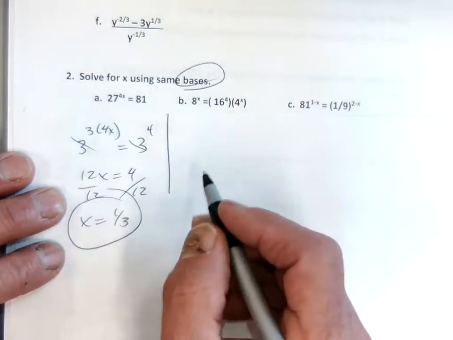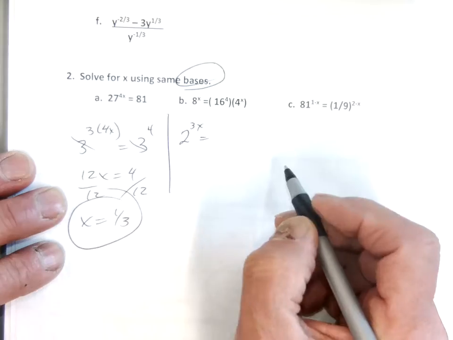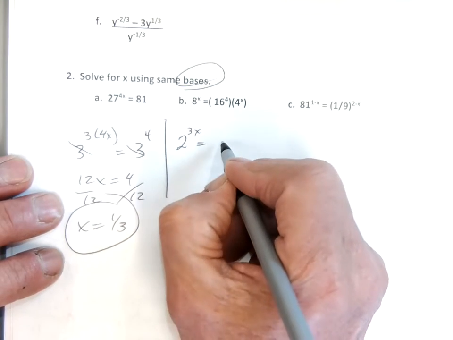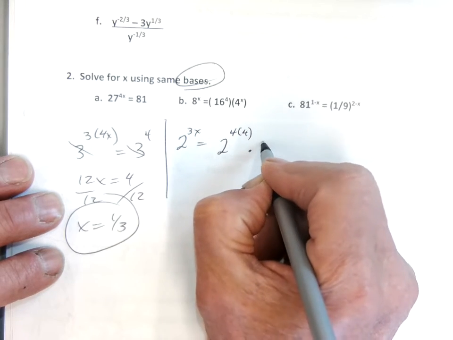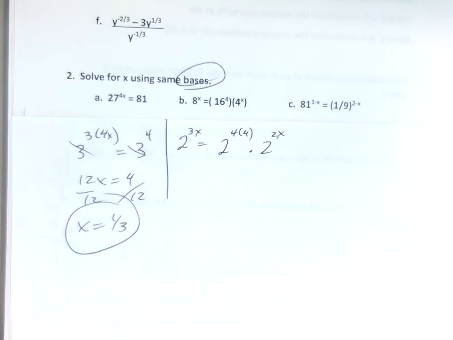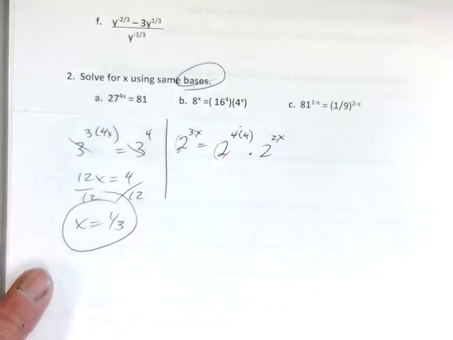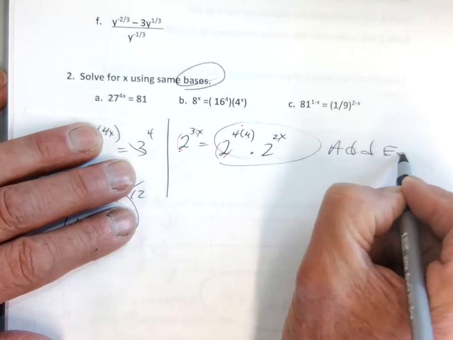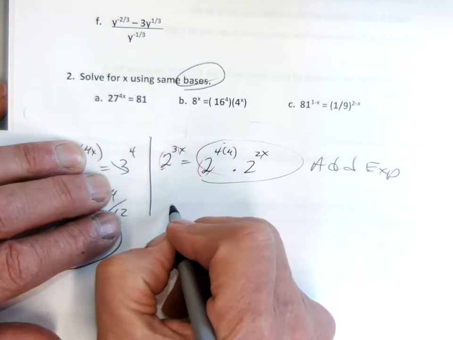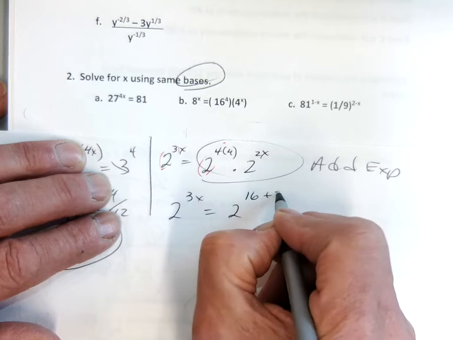Same bases. Am I ready for B? 8 is 2 cubed, isn't it? 16 is 2 to the 4th. And 4 is 2 squared, okay? So I change everything to the same base, base 2. Here's my 8, there's my 16, there's my 4. Now, when I multiply, I add exponents. So I'm going to have 2 to the 3x equals 2 to the 16 plus 2x.